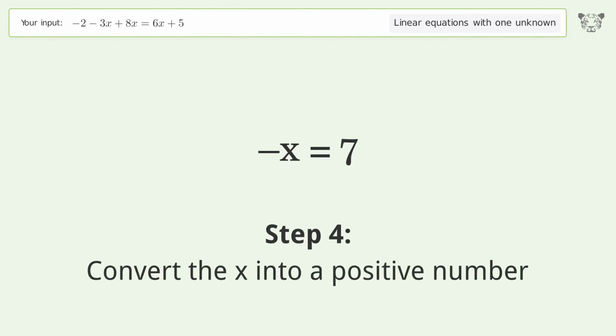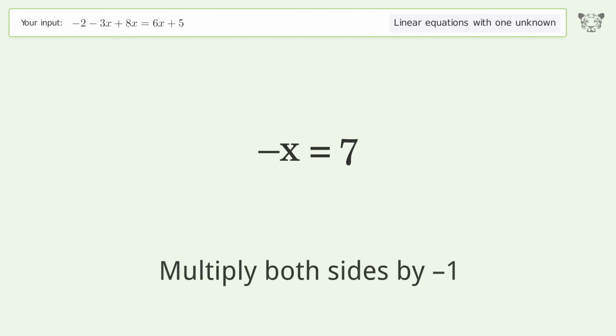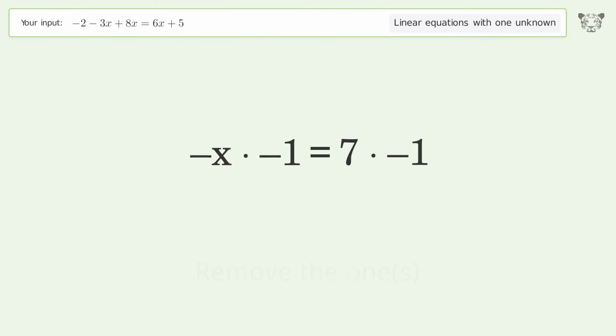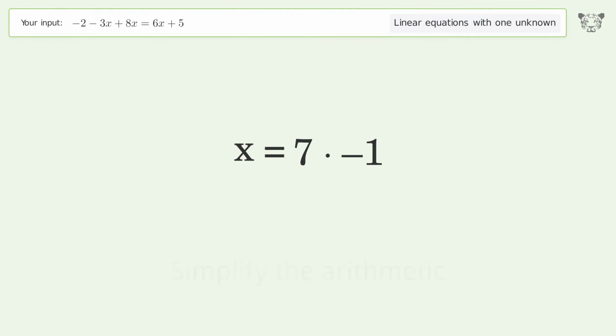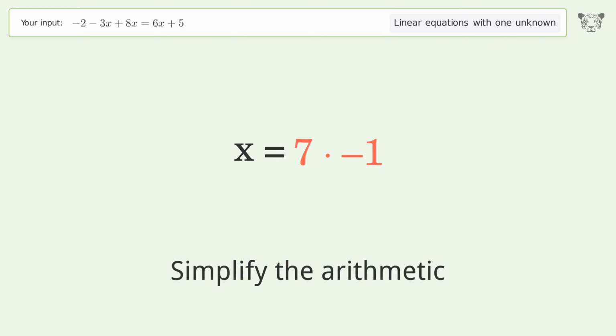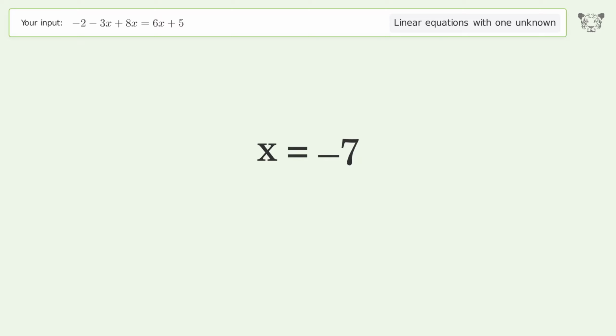Convert the x into a positive number. Multiply both sides by -1. Remove the ones. Simplify the arithmetic. And so the final result is x equals -7.